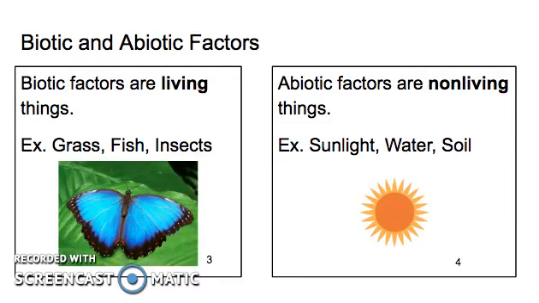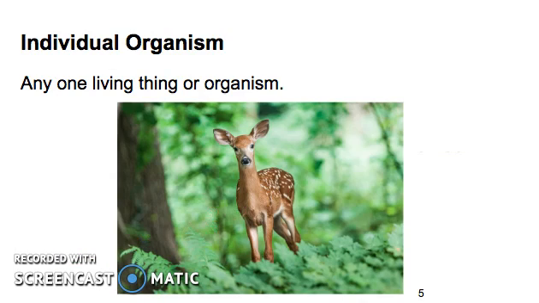So first of all, the biotic and abiotic factors. So biotic factors are living things such as grass, fish, insects, plants and animals, living things. Abiotic factors are the non-living things. So these still play a factor in the environment, but they're non-living, such as sunlight, water, soil. And then we get into the levels of organization.